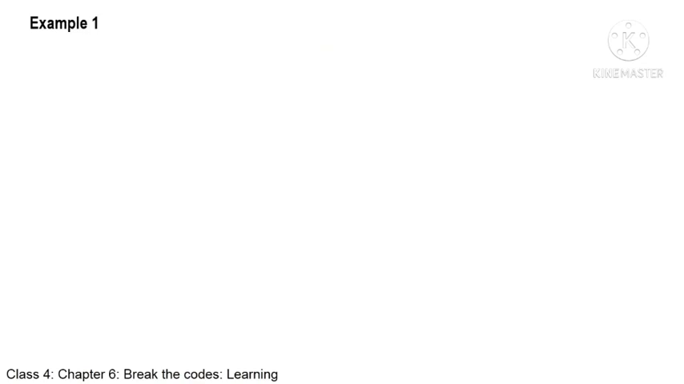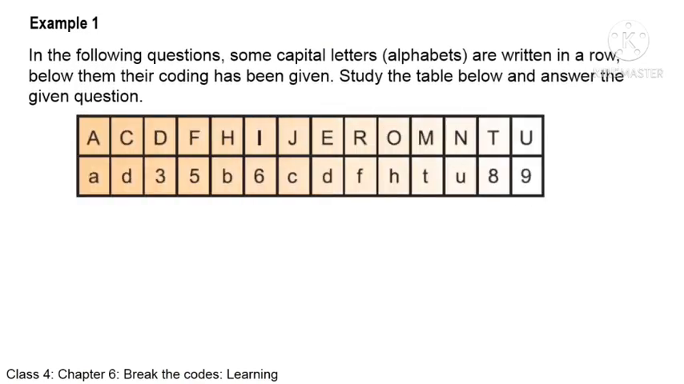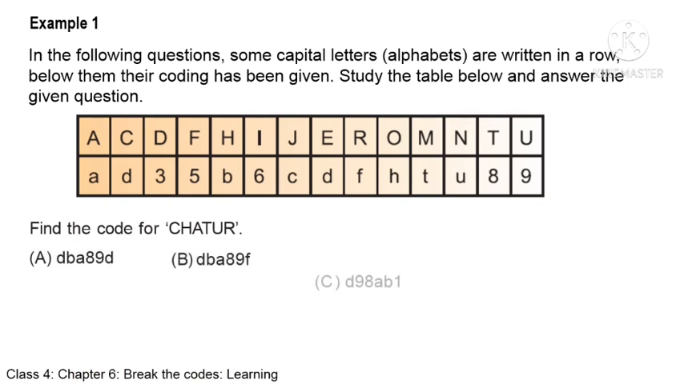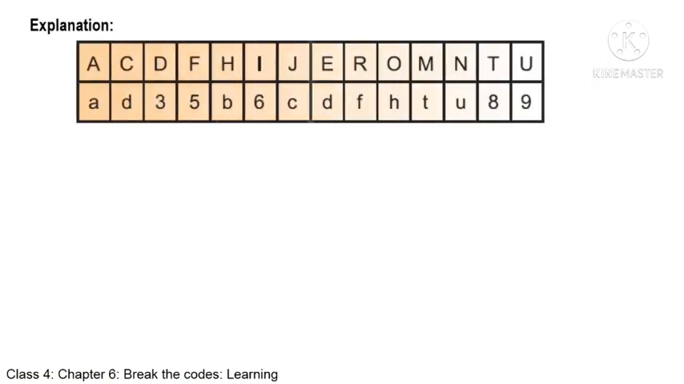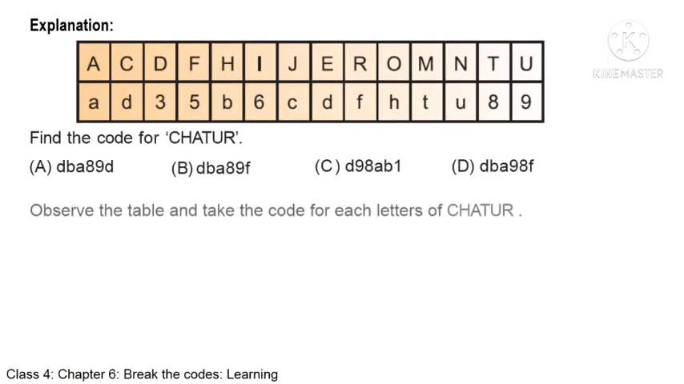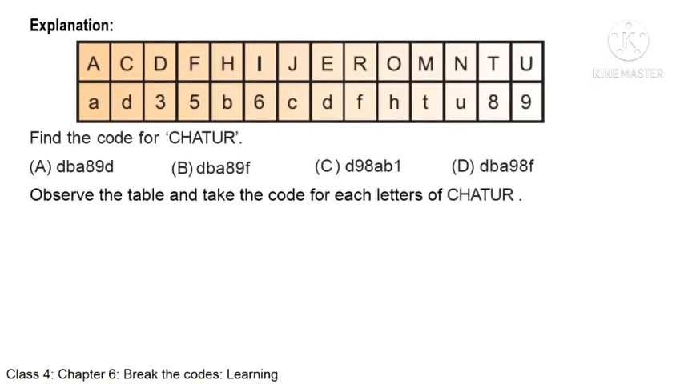In this example, some capital letters are written in a row. Below them, their coding has been given. Study the table below and answer the given questions. Find the code for Chatur. Is it option A, B, C or D? Find the code for Chatur.